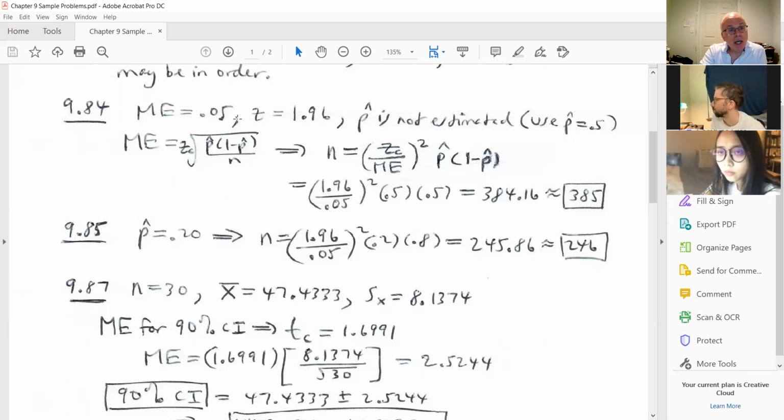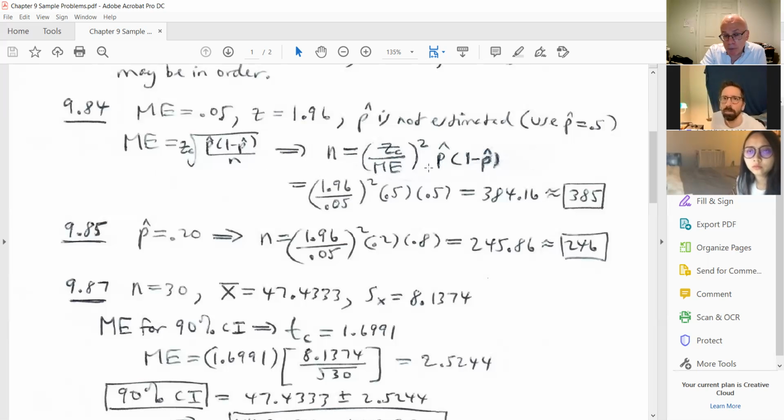Now, notice what I did here. I took the formula for my margin of error, and then what I literally did is I squared both sides because the n is inside the square root. So to get rid of the square root, I have to square both sides. And when you square both sides and rearrange the terms, you end up with this formula solving for n. You have your critical value divided by the margin of error, the quantity squared, times p hat times 1 minus p hat. Okay? So square both sides and then solve for n, and you get this formula here.